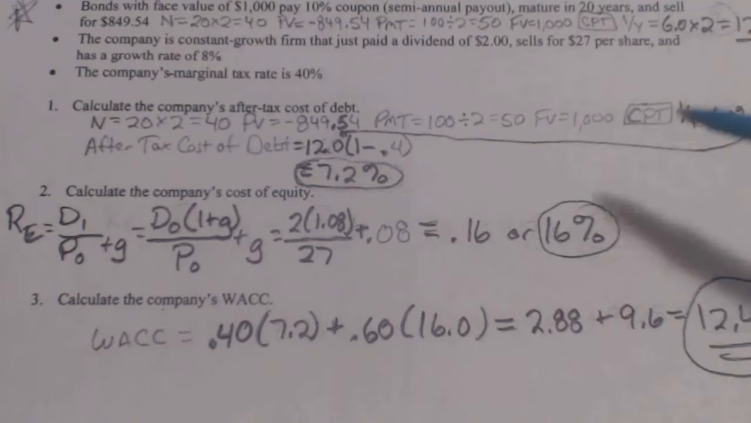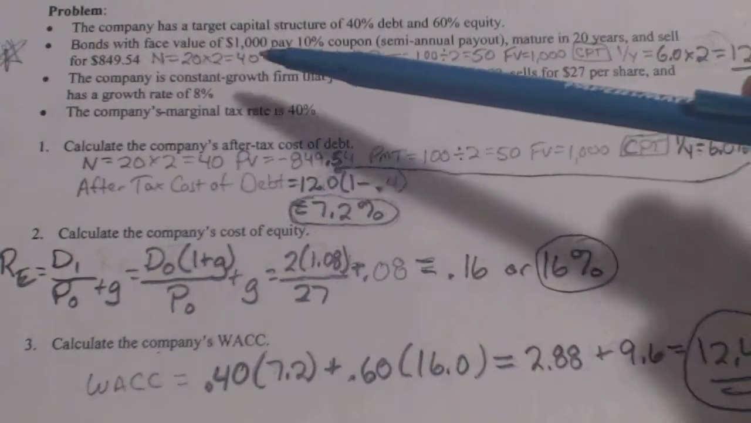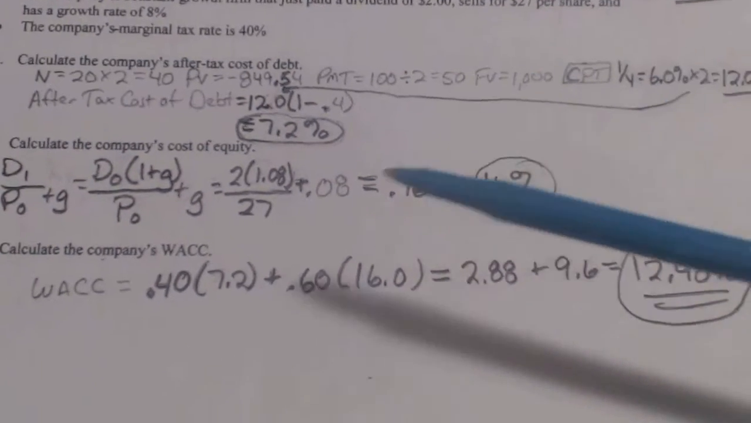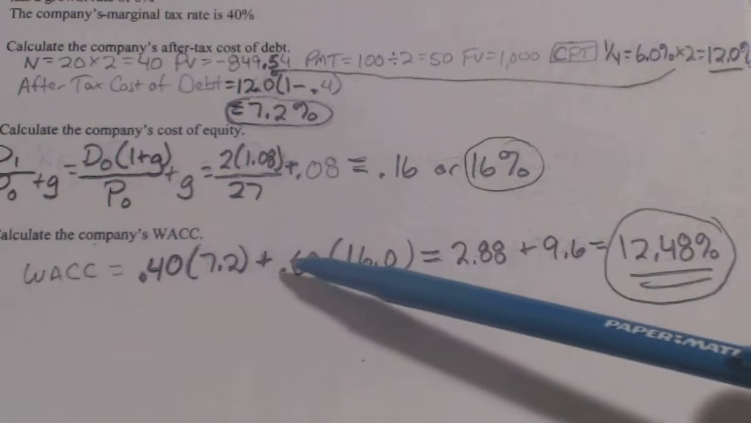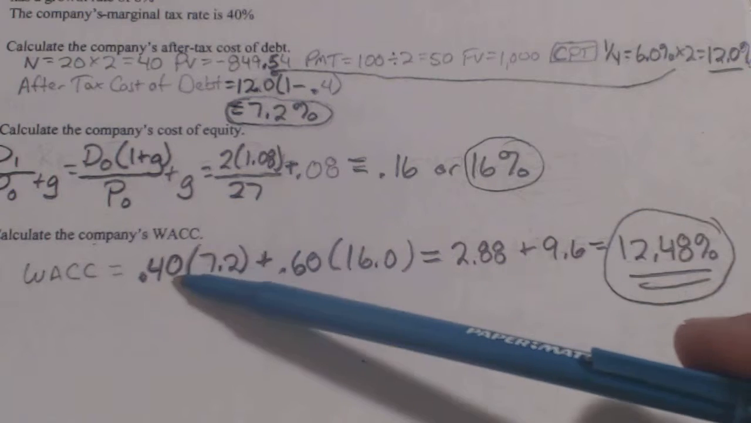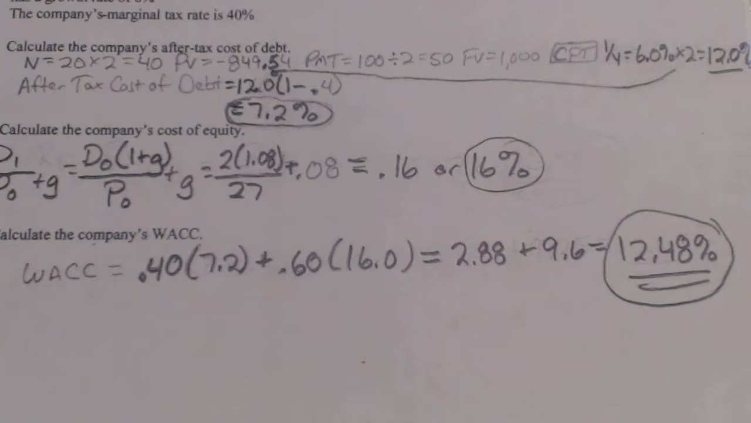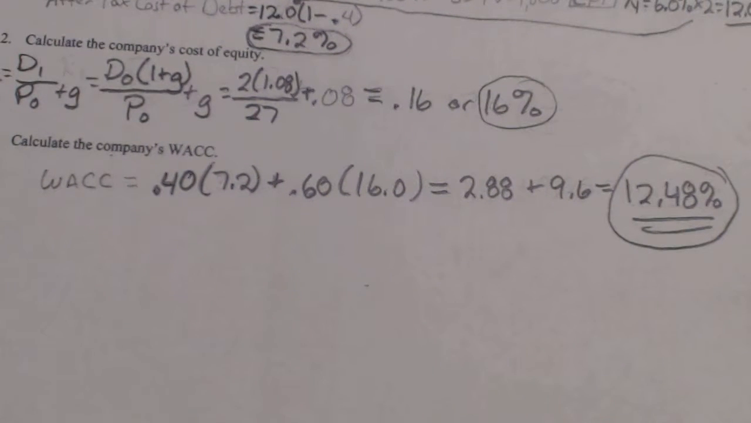The cost of equity is 16%. They say that you want to have a capital structure of 40% debt and 60% equity. So you put those weights in. This is for equity. This is for debt. And so the overall, the weight times the percent, you add them together and it's 12.48%. That's how you figure out the weighted average cost of capital. That's page 86, Business 342, Workbook Lecture pages.